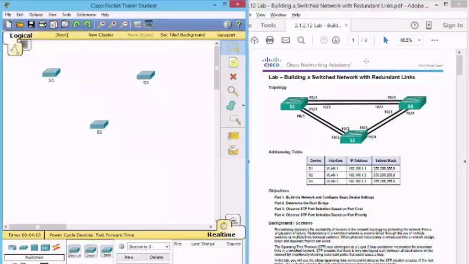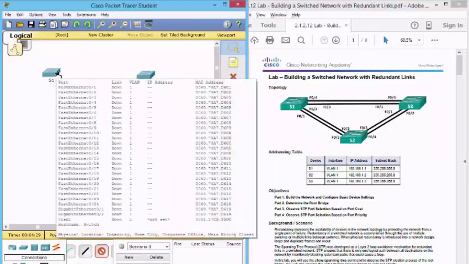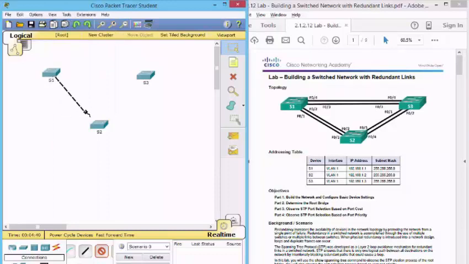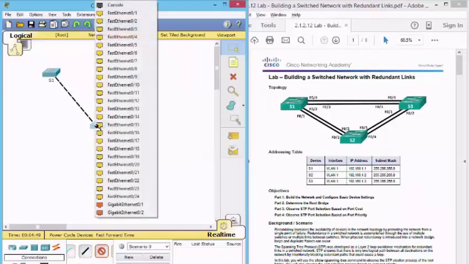Now, according to the topology, we use crossover cables, because these are like devices, so we have to use the crossover cables. When it's like devices, crossover cables are used, and when it's unlike devices, straight-through cables are used, except for a few exceptions, such as router to end device, such as computers or server. In those cases, we also use a crossover cable.